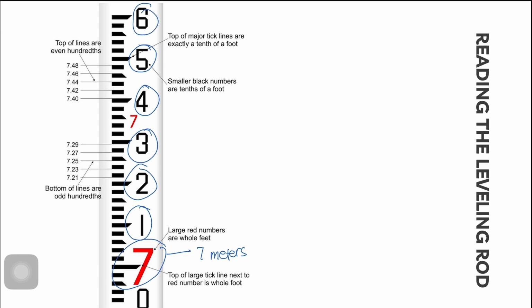And if we look even more closely, the bottom lines can be read as odd hundredths: 1, 3, 5, 7, 9. Then the top lines are even hundredths. So this can be read as 2, 4, 6, 8, 10.